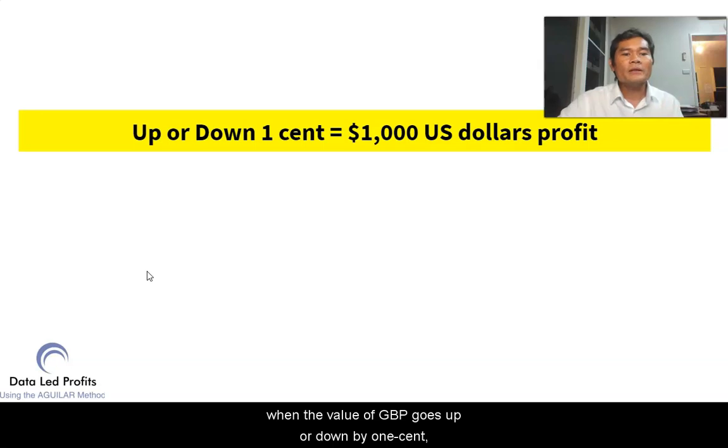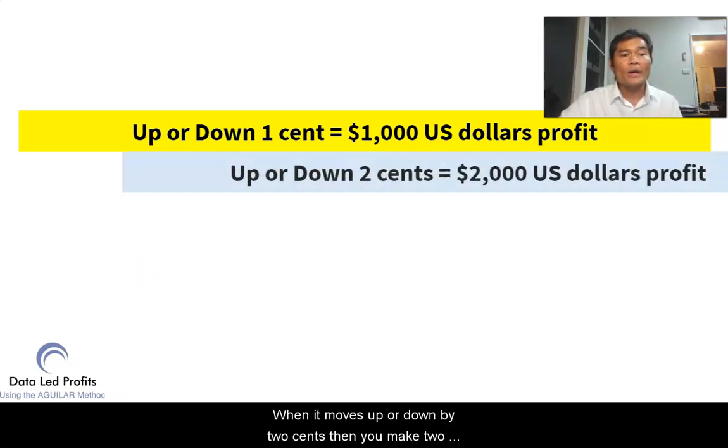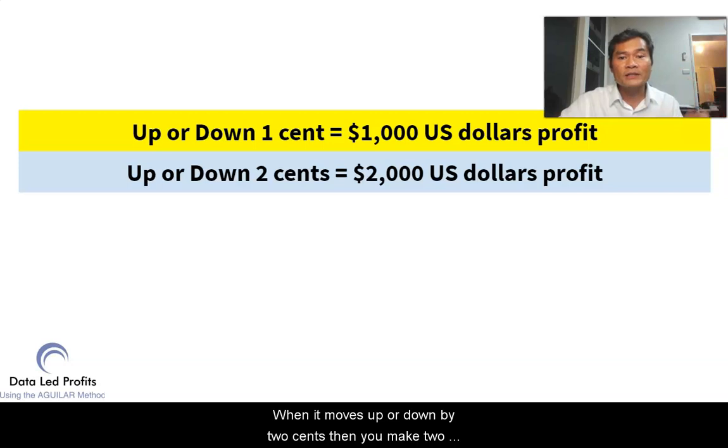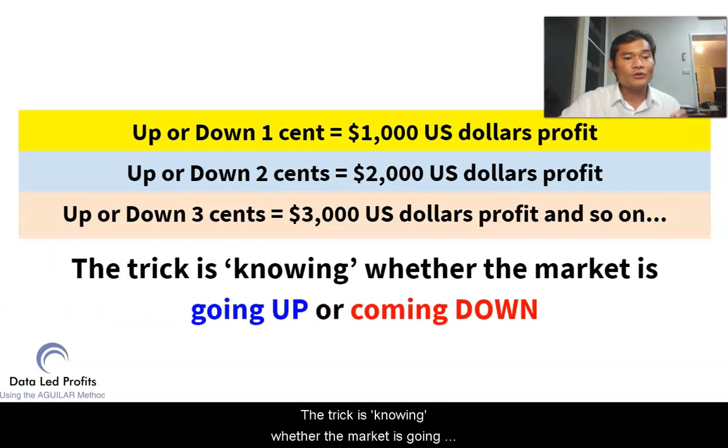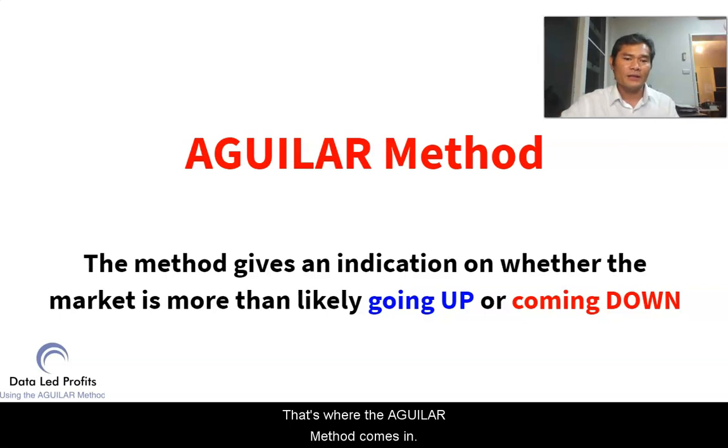So whether the value of GBP goes up or down by 1 cent, you make $1,000 in profit. When it moves up or down by 2 cents, then you make $2,000 in profit. When it moves up or down by 3 cents, then you make $3,000 in profit, and so on. The trick is knowing whether the market is going up or coming down. That's where the Aguilar method comes in. The method gives an indication on whether the market is more than likely to go up or come down.